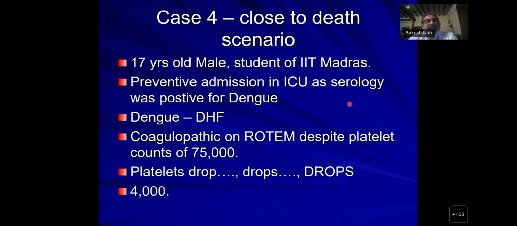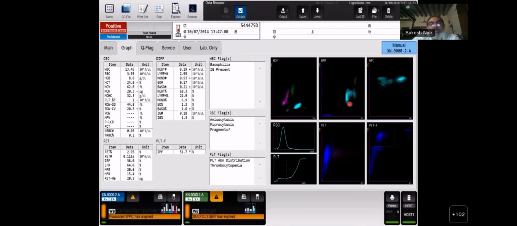So another case scenario here: a 17-year-old male student of IIT Madras, also a staff kid. He had fever and was diagnosed to have dengue. He was admitted by his dad in the ICU thinking that he will develop dengue hemorrhagic fever. His platelet count dropped to 75, then over many days to 4,000. So at 4,000, he asked, should we transfuse platelets? I said, the risk of intracranial bleed is when the platelet count is 1,000. He believed it because I never thought that you'll get a platelet count of 1,000, because if you run water through the machine, you'll get a platelet count of 3,000. And my luck or my bad luck, next day the platelet count was 1,000.